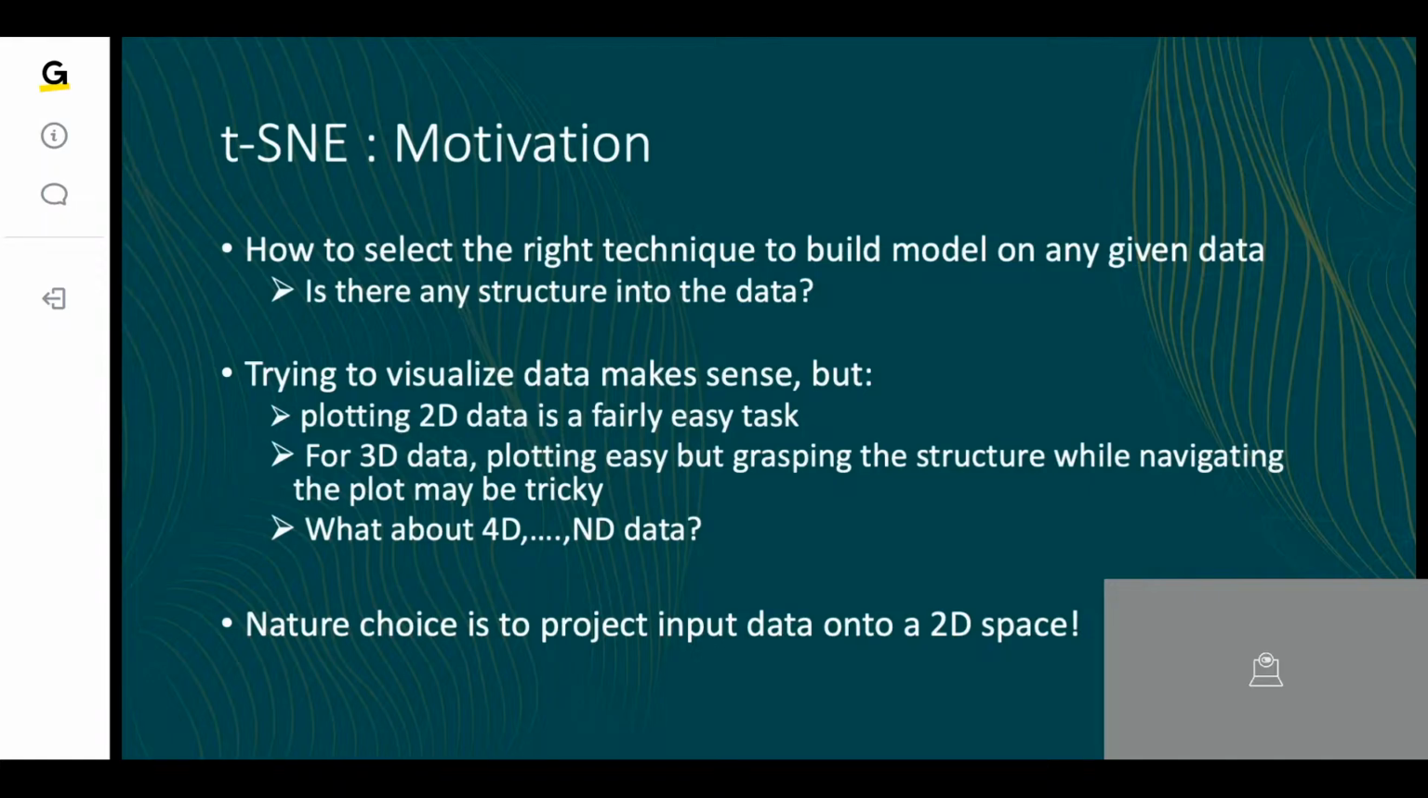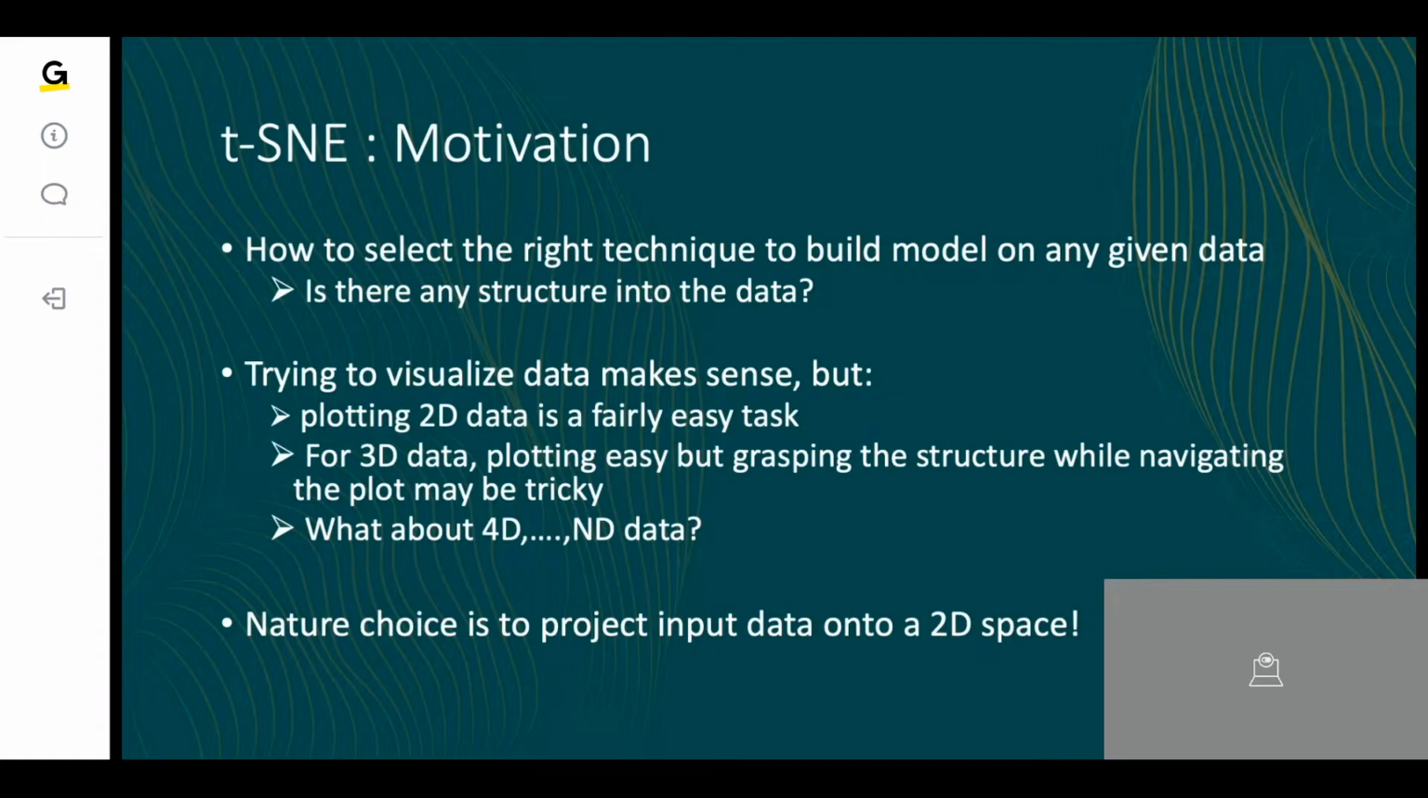Visualizing it. Now, in case this data were in 2 dimensions, it's easy for us to visualize, right? It's a fairly easy task. For 3 dimensions, yes, you could probably build some fairly advanced visualization techniques, and especially given today's AR technology, AR, VR, you could potentially visualize this data quite well, right?